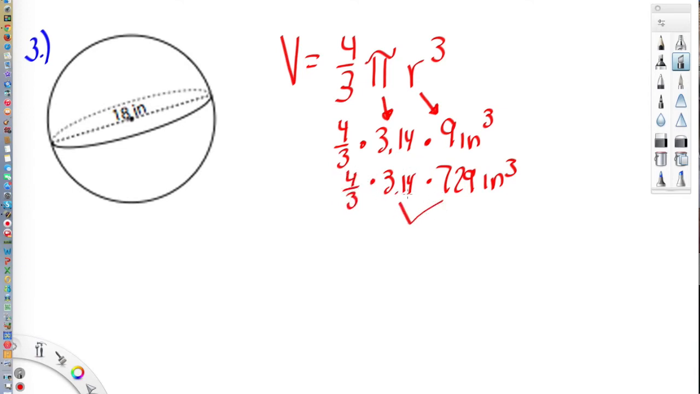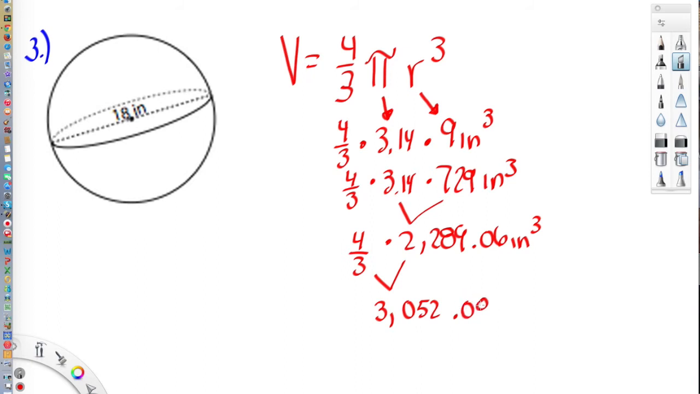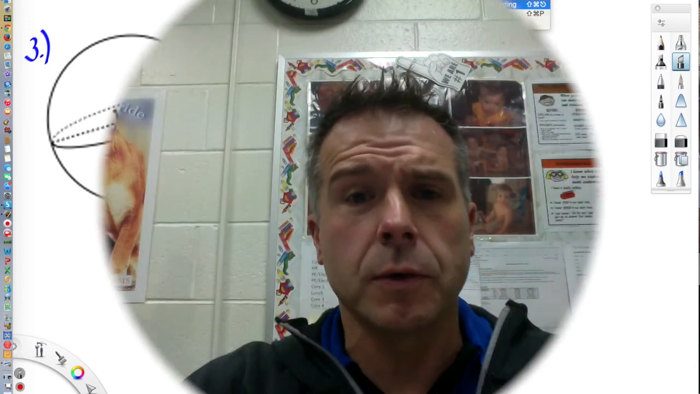When I multiply 3.14 times 729, I'm going to get 2,289.06 inches cubed. I still need to multiply that by 4/3. When I multiply that by 4/3, I will get 3,052.08 cubic inches. And that is the volume of a sphere with the diameter of 18 inches or the radius of 9 inches. I told you it wasn't that bad.